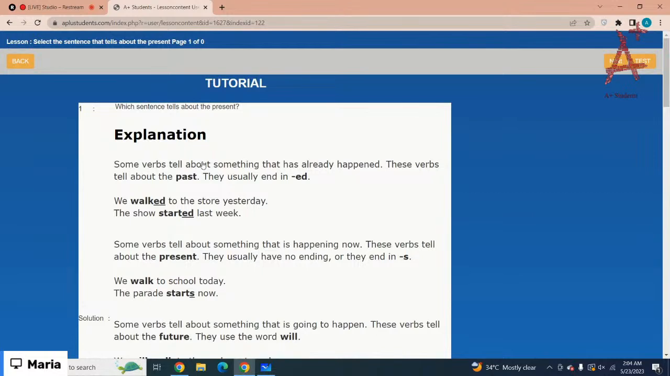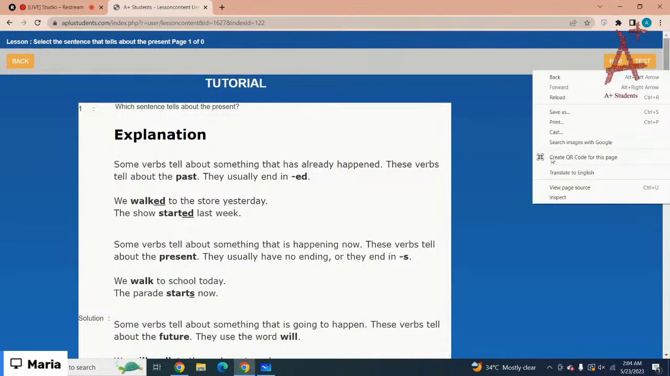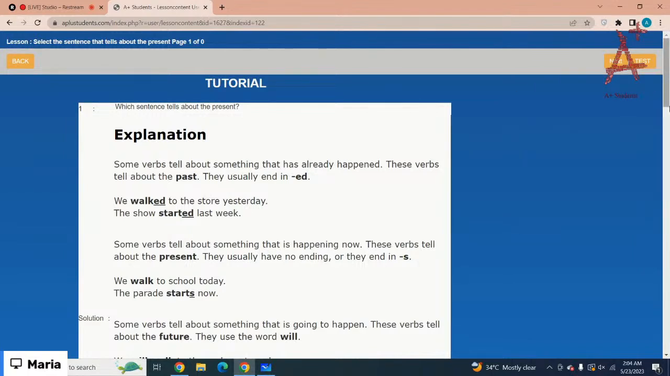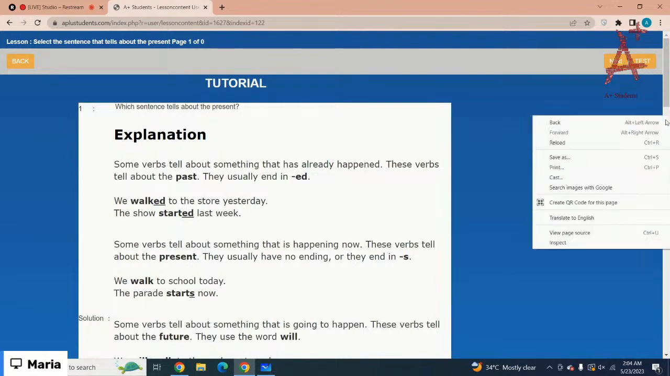Some verbs tell about something that is going to happen. These verbs tell about the future. They use the word will. So whenever you have will in the sentence, that means the sentence is in the future tense. Got it? That means it is going to happen soon.